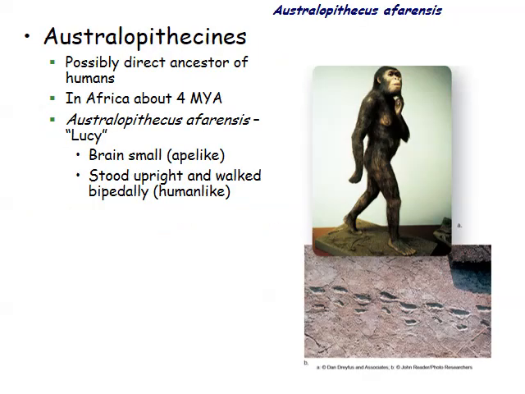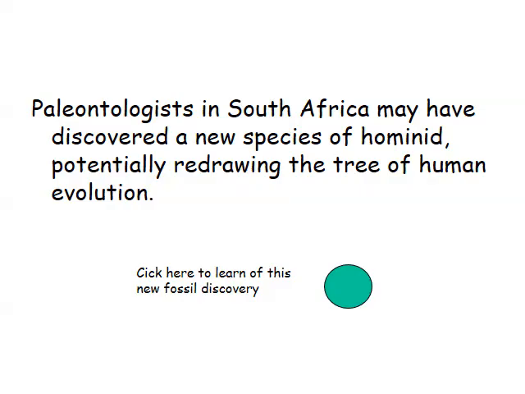The Australopithecines are possibly the most direct ancestor of humans. These are found in Africa about 4 million years ago. Fossilized remains were found of an Australopithecine known as Lucy. Though she had a small ape-like brain, she did stand upright and walk bipedally, like a human. There have been some recent discoveries in South Africa, which may have discovered a new species of hominid, and this potentially may cause a redrawing of the tree of human evolution.